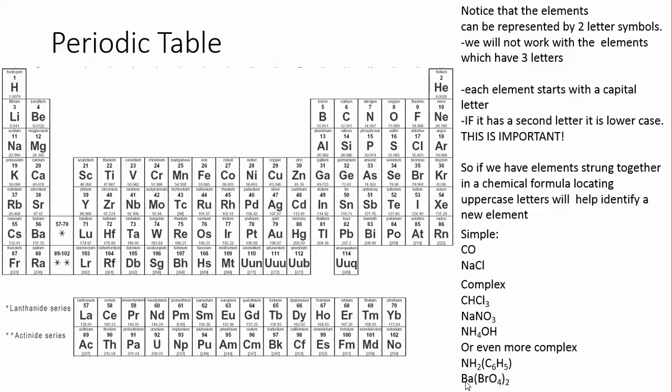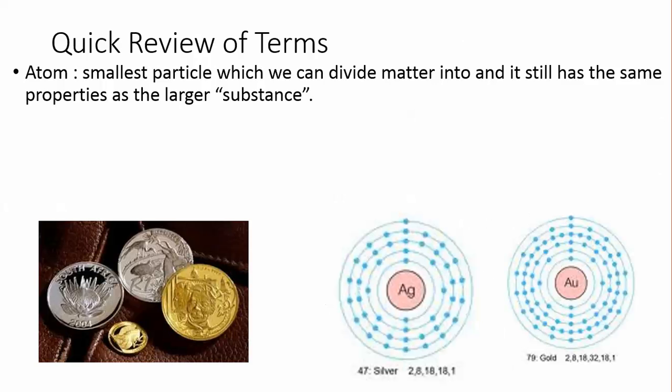Again, 3. Barium, Ba, bromine, Br, and oxygen. Here's barium, here's bromine, and there's oxygen, and you're going to want to get used to looking around the periodic table for these things. All right, let's do a real quick review of terms.